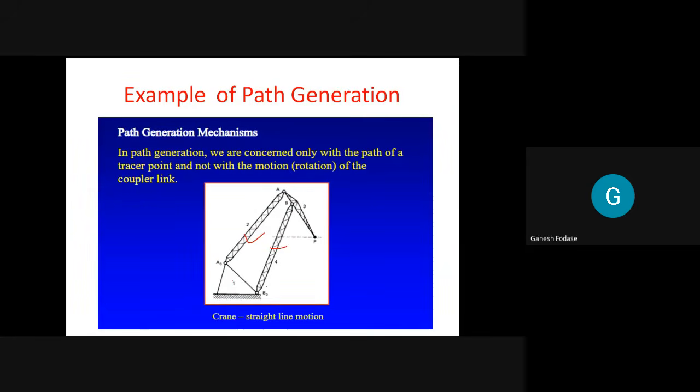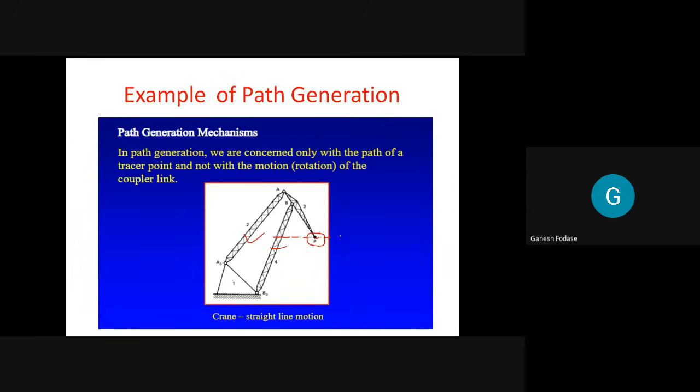If we are interested in motion of the output link with respect to the input link, then that problem comes under a function generation problem. But here we are not interested in motion of the output link, but in motion of this point, which is on a coupler link. That's why this problem comes under a path generation problem. We are not only interested in motion of that point, but in the path traced by that point. You can see here, this one is the path traced by that point, which we consider.